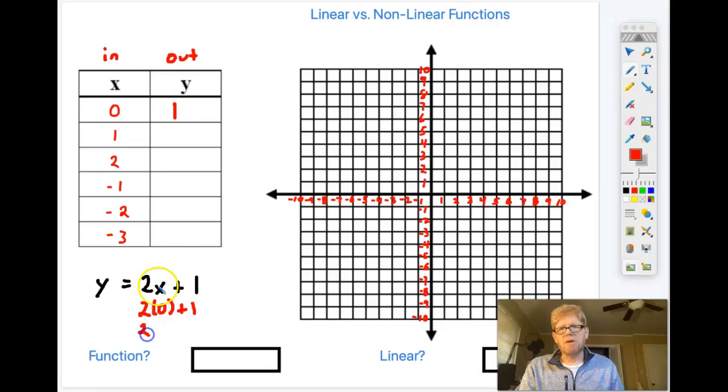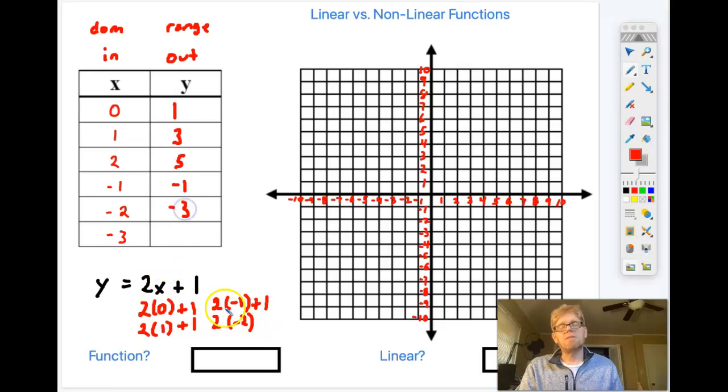We can try again. We'll put a 1 in there. 2 times 1 is 2, plus 1 is 3. So with a domain value of 1, we get a range value of 3. And we can try others. Let's do negatives. Let's do a negative 1. 2 times negative 1 plus 1 gives us negative 2 plus 1, which is negative 1. Plus 1 is negative 5. So here are our different values.